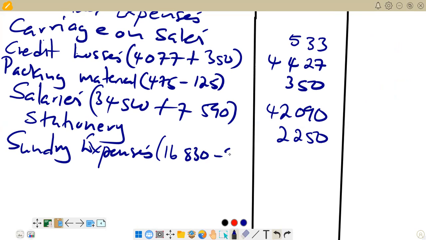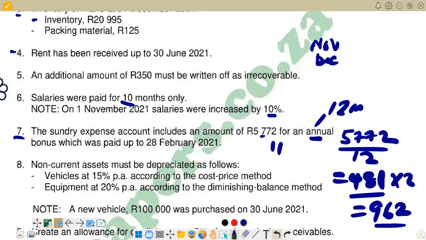Then we subtract our 962. And if you do that, we are going to get 15,868. Right, this is what we have. Then we also have some expenses that we have to take note of. We have depreciation. If you go to the additional information, we've got something about depreciation there.